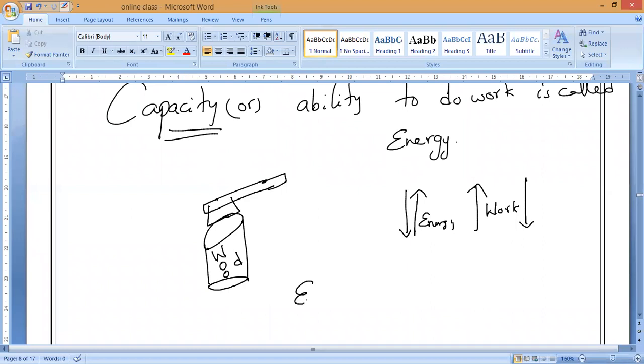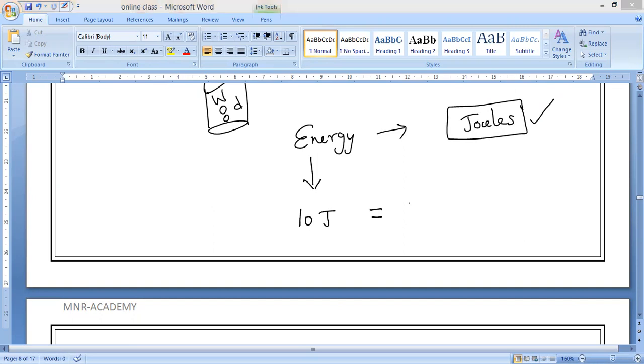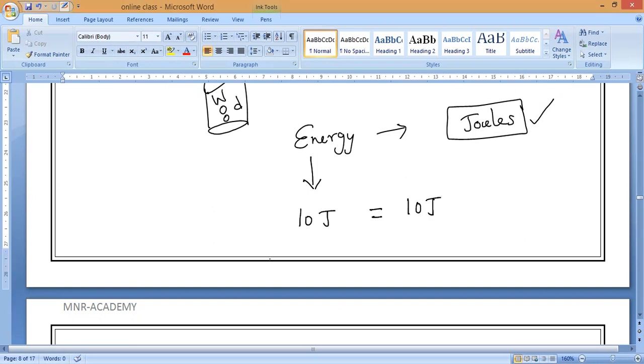So what is the unit of energy? Joules only. Understand everybody? Now, for example, I have 10 joules of energy. What is the work done I can do? I can do 10 joules of work done. If I have 1000 joules of energy, what is the work done I can do? 1000 joules of work done I can do.